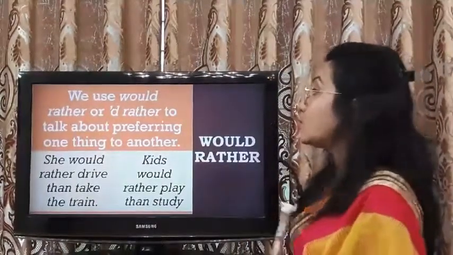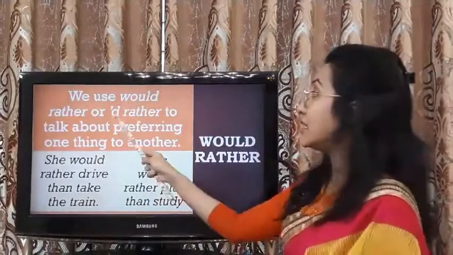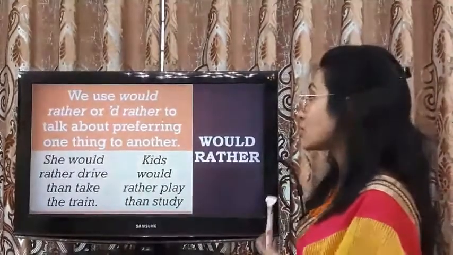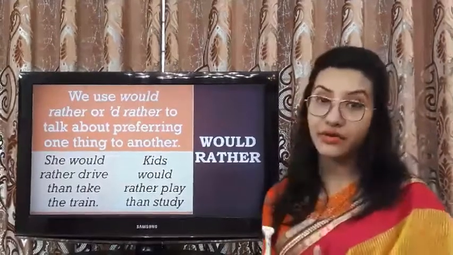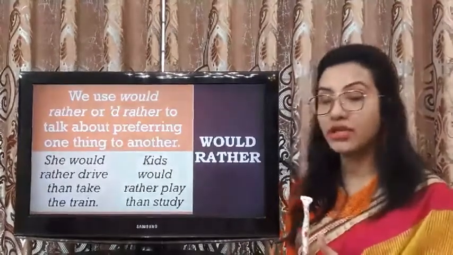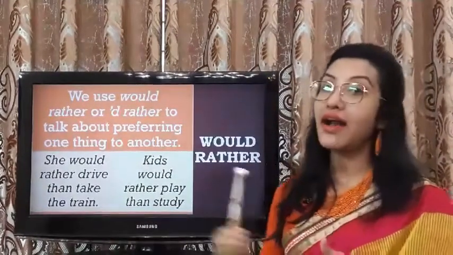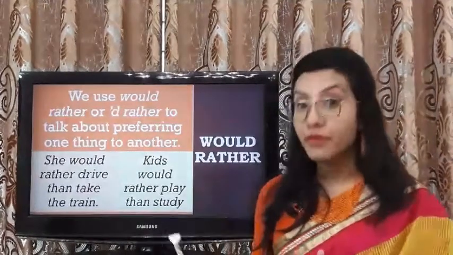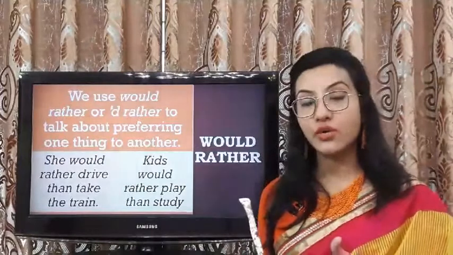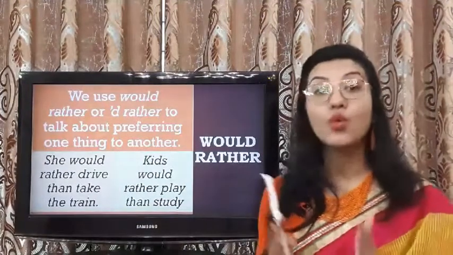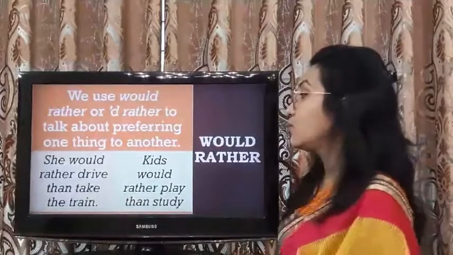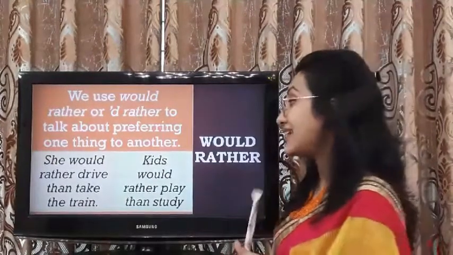We use would rather, or apostrophe d, that is the short form, rather to talk about preferring one thing to another. তাহলে দুটো বিষয়ের মধ্যে একটার চাইতে আরেকটা যদি আমার কাছে অধিক পছন্দনীয় হয়, প্রেফারেবল হয়, তাহলে আমরা সেখানে কি করতে পারি, আমরা সেখানে ইউজ করব would rather. For example, she would rather drive than take the train.